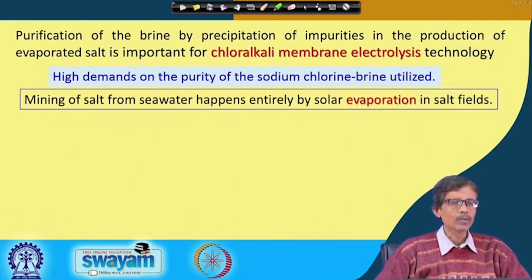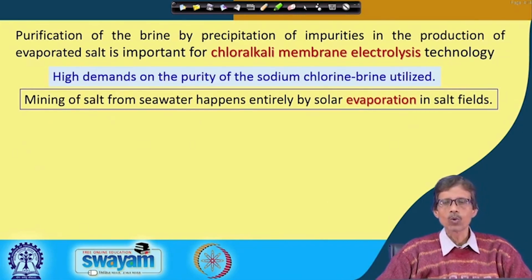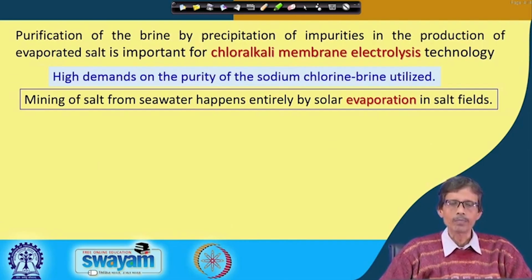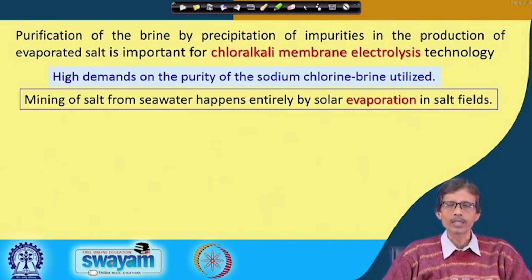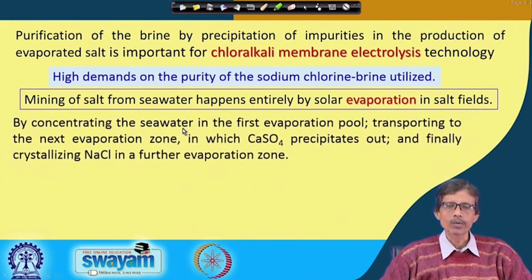We can get the salt from mining or from seawater, which happens entirely by solar evaporation in salt fields. We have huge salt fields, whether you go to the Gujarat coast or any other coastal area, even in West Bengal in some parts we had salt production earlier, but now we are not doing this because industrial people should come forward to get this starting material in a cheaper way. So it is basically mining of salt from seawater, where you go straight for the evaporation of the salt in the salt field.